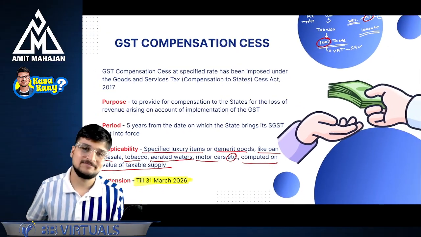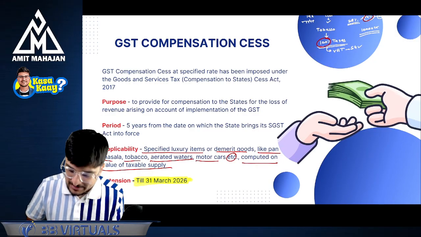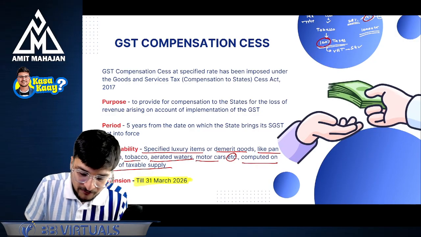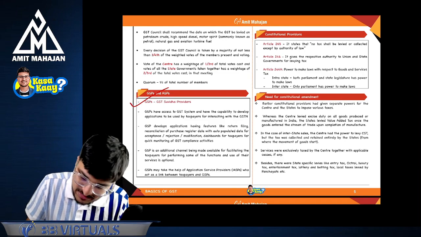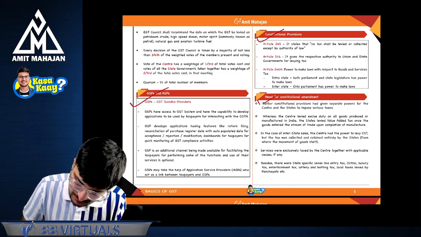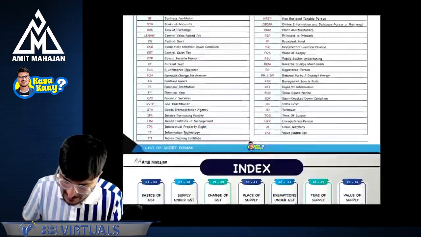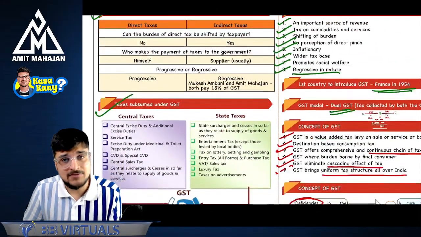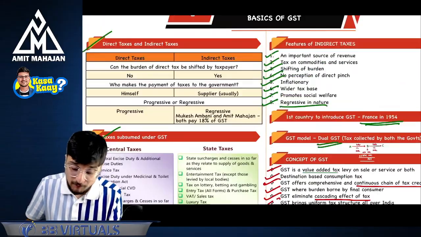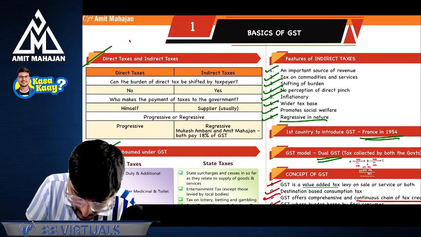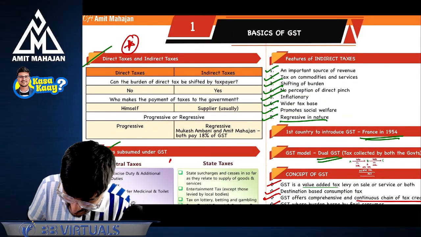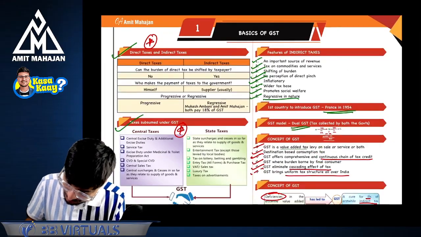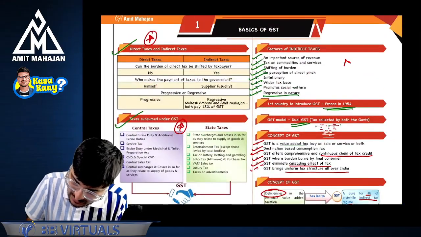Are you clear? Right? So this is how we are done with the first chapter. Now, let's take a quick recap. Number one, we saw the direct tax and indirect tax difference, and taxes which are subsumed. Then, what are the important points which I want you to remember? This can come in the exam. Features of indirect tax can come in the exam.